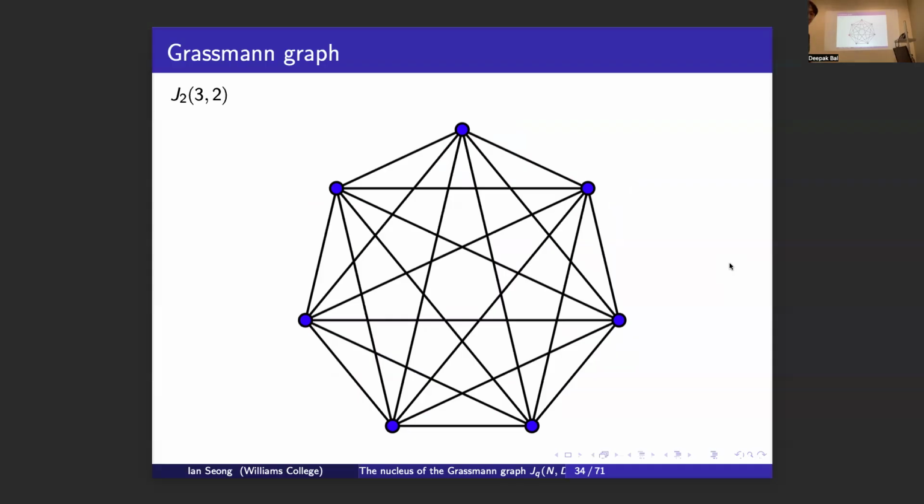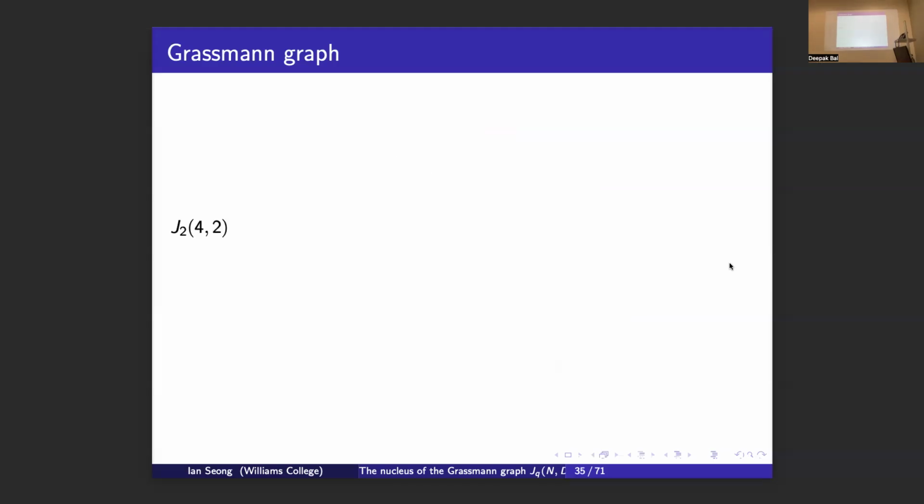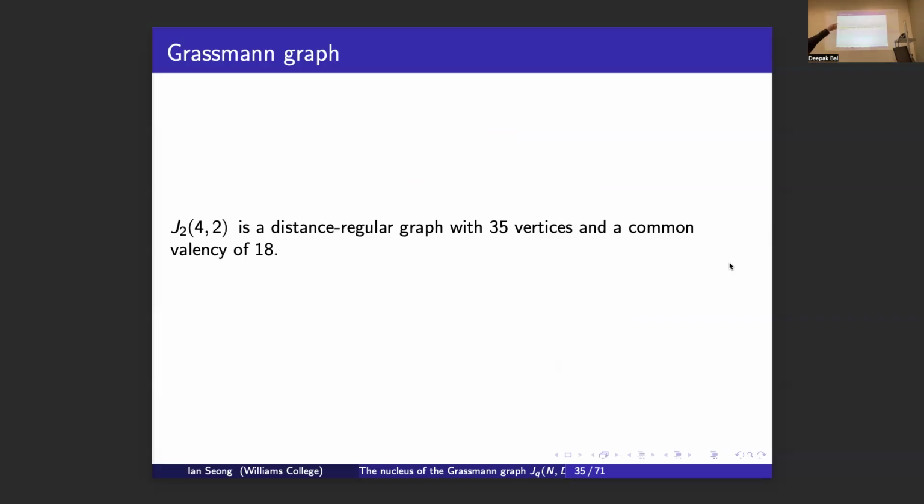So the next smallest example that does not have a complete graph structure is J_2(4,2). And unfortunately, there isn't a nice picture of this graph, because already we have 35 vertices and it has a common valency of 18. So if I actually draw it on a screen, it's just going to be a bunch of vertices and a bunch of lines, and it's going to be really hard to analyze. But basically, I guess the takeaway is the Grassmann graphs are going to be really hard to draw. But if anyone manages to come up with a nice picture of J_2(4,2), please let me know. I guess I'll buy lunch.